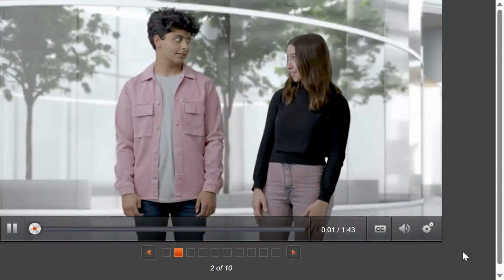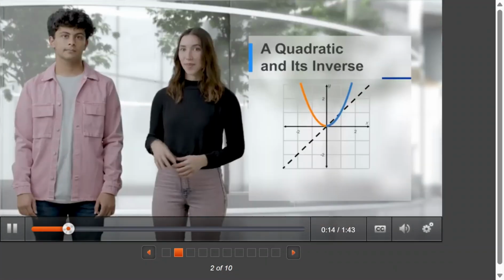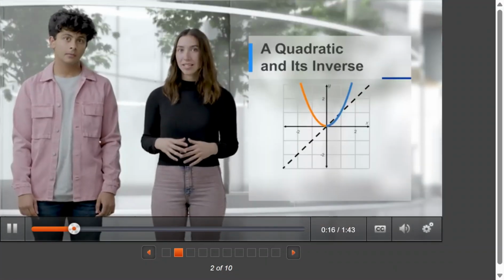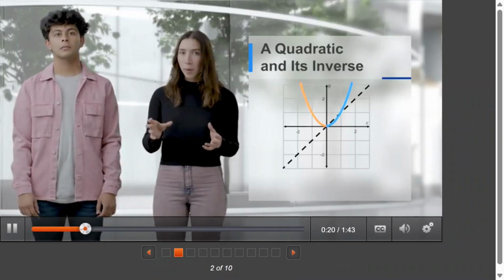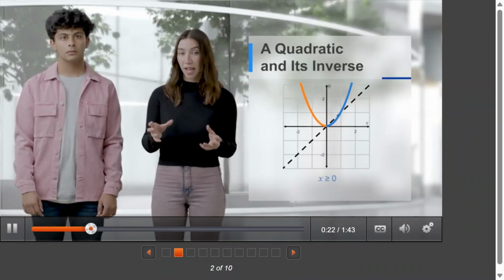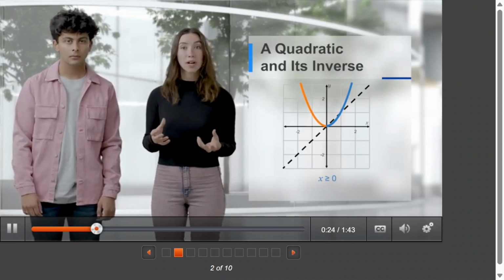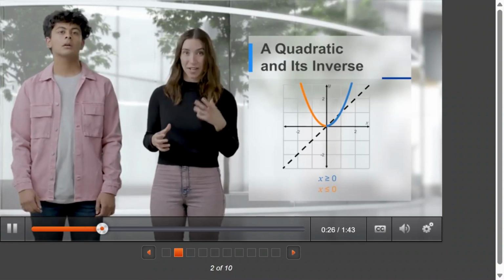Want to talk about quadratic functions? What about them? You might think that if you flip the graph of a quadratic function over, you'd get a function. Yeah? But that's not the case. Let's look at a graph of a quadratic function to see what I mean. The parabola here is split into two parts, a blue one and an orange one. The blue part is where all the x values are greater than or equal to 0, and the orange part is where all the x values are less than or equal to 0.